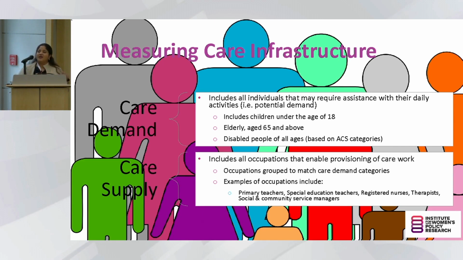Because we have these three categories for care demand, we then have a corresponding category for care supply for each of those. Now, this is where it gets even trickier.